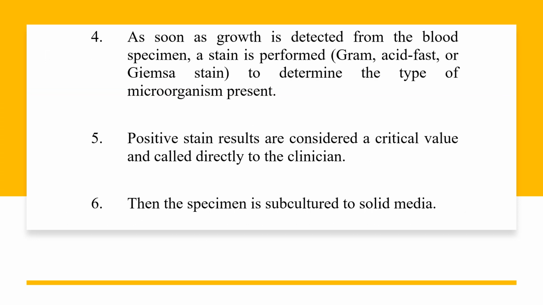When growth is detected from the blood, a stain is performed, that is Gram staining, acid-fast staining, or Giemsa staining, to determine the microorganism present. Positive stain results are considered a critical value and are immediately informed to the clinician. Then the specimen is subcultured to solid media.